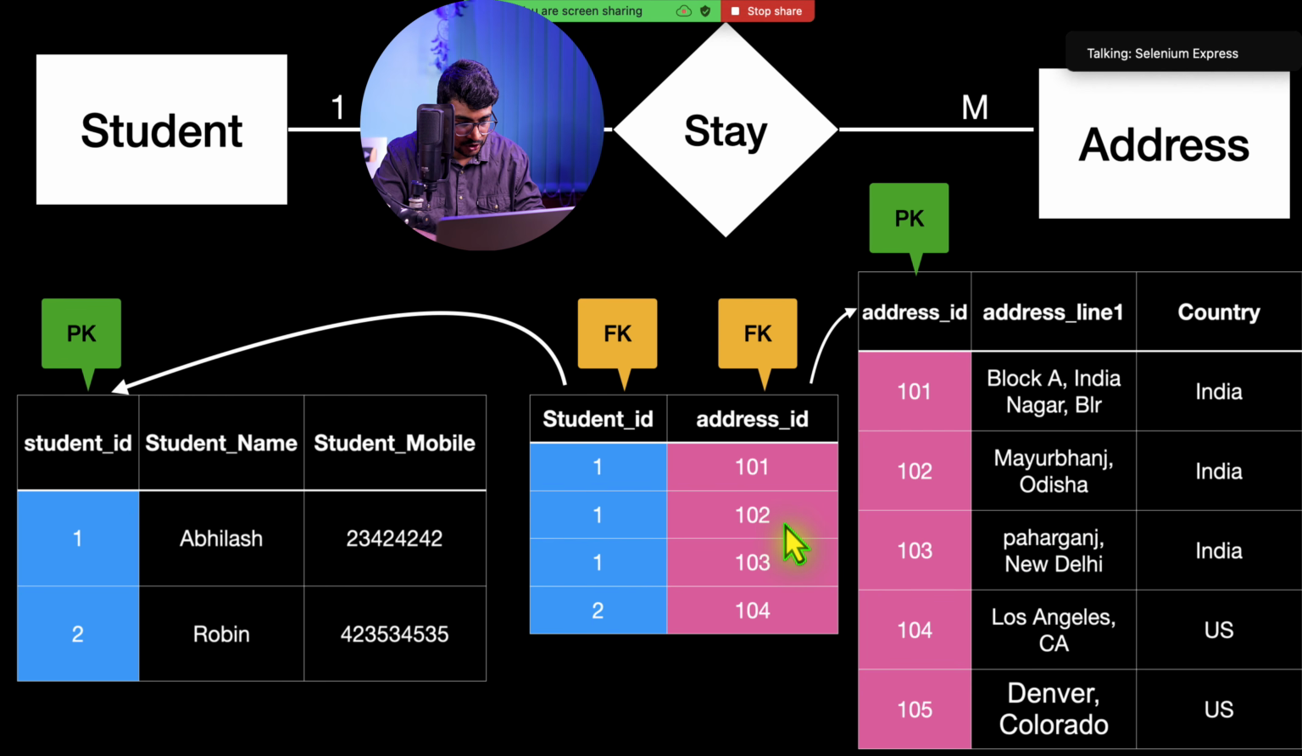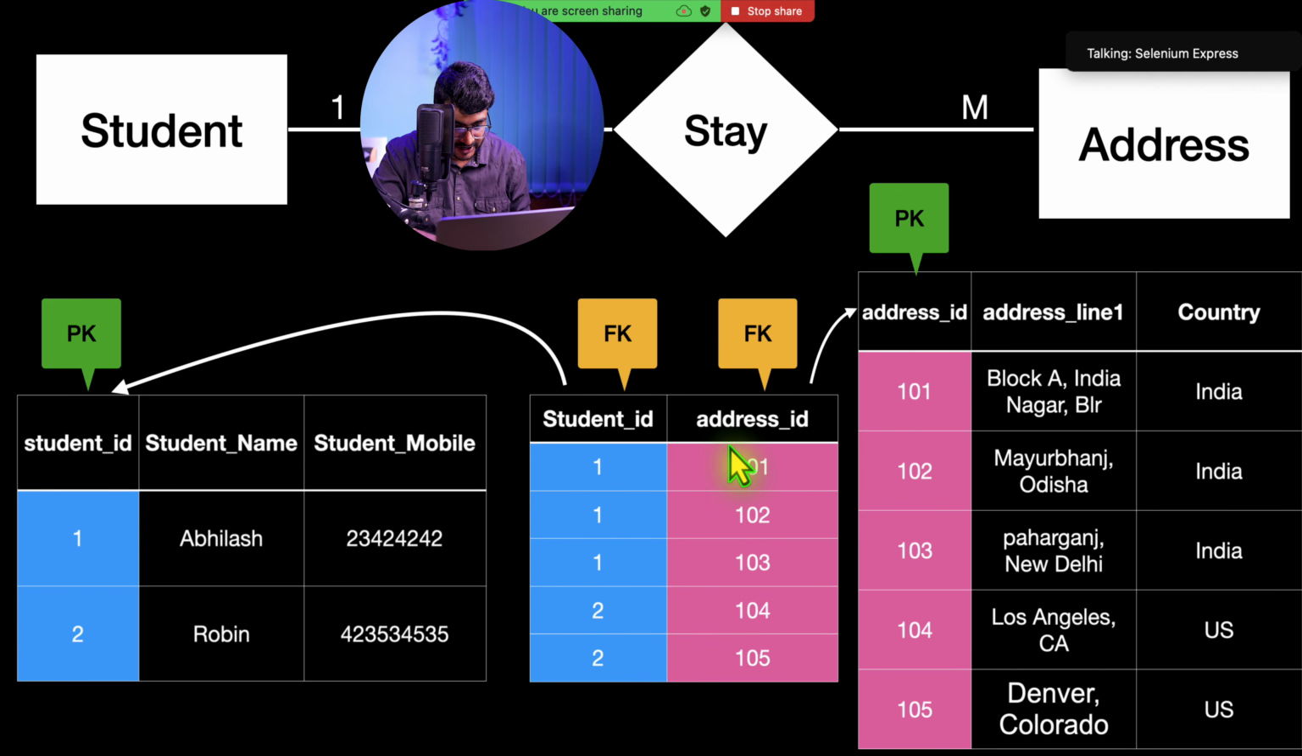Now, same like that. Number 2, Robin stays in Los Angeles. Robin stays in Denver, Colorado. Okay, so now I can have this reference table right now. By looking into this table, I can define the relationship. So this is my relationship table. This is my third table.